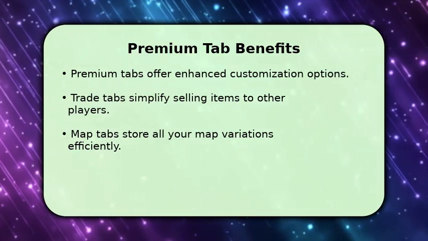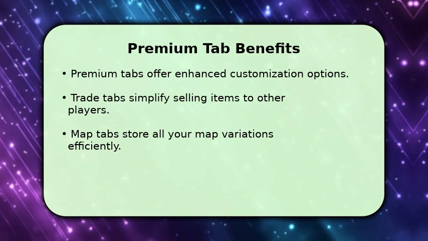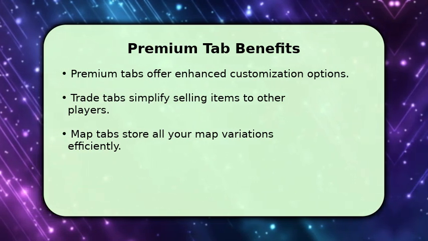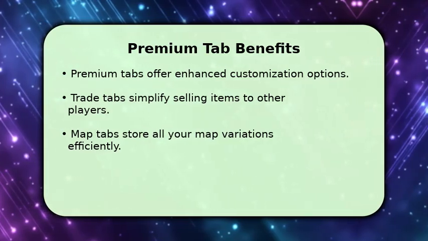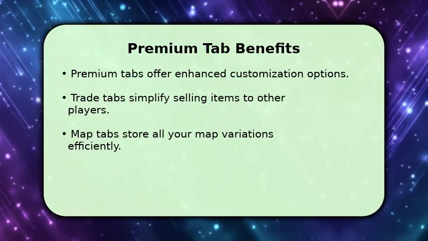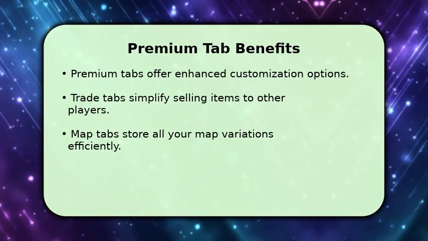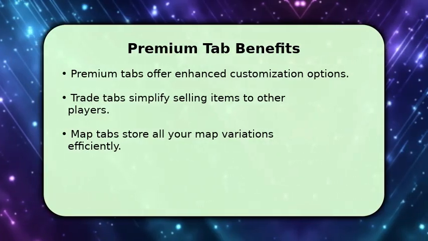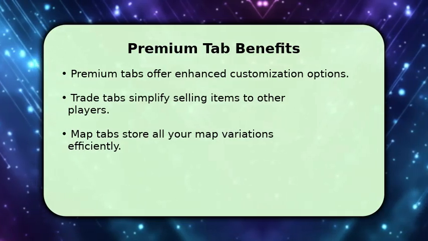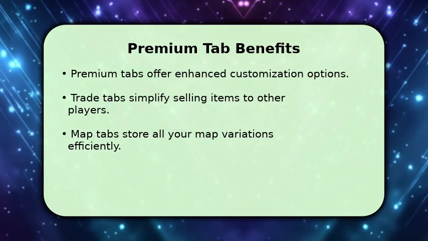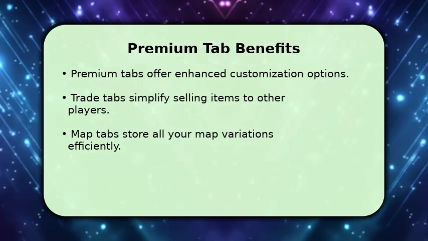They provide enhanced customization options, allowing for even more precise organization. Trade tabs are incredibly useful for simplifying the process of selling items to other players, streamlining your marketplace interactions. Additionally, specialized tabs like map tabs and fragment tabs consolidate all your variations and valuable fragments, saving you a lot of time and inventory space.